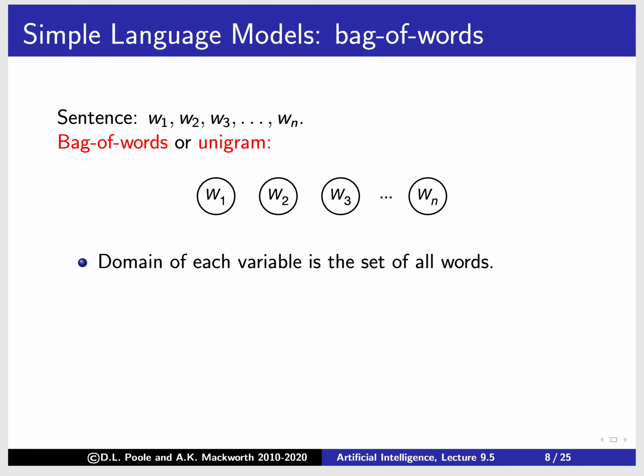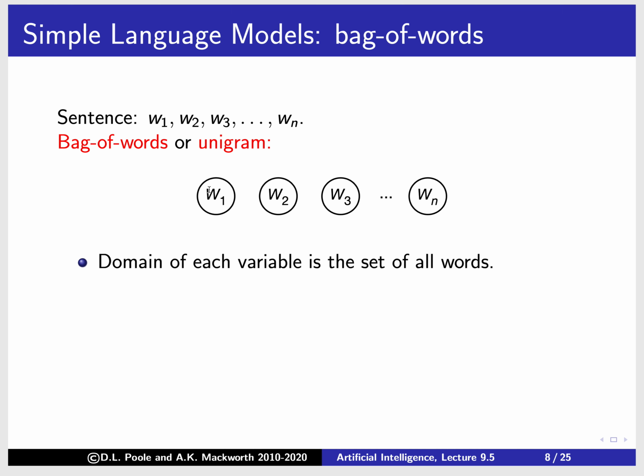And then we could look at another language model. Here's another language model. It's called a unigram or a bag of words model. And so we're going to assume that there's a sequence of words from W1 to WN. And we're going to see each of those words as a different random variable. So W1 is the random variable that is the word that's in W1.